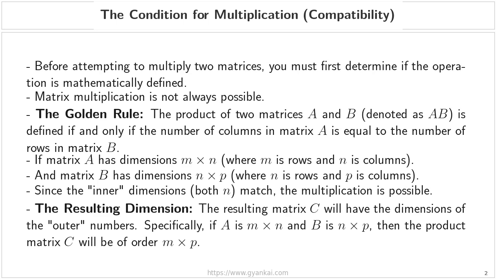Finally, we need to determine the size of our answer. The resulting matrix, which we will call matrix C, will have dimensions derived from the outer numbers. Specifically, if matrix A is m by n and matrix B is n by p, the product matrix C will be of the order m by p. Once you have verified that the matrices are compatible and you know the dimensions of the resulting matrix, you are ready to move on to the actual mechanics of the calculation, which we will discuss in the next slide.